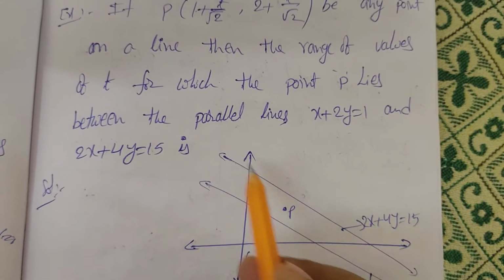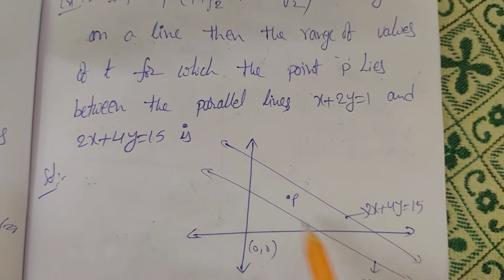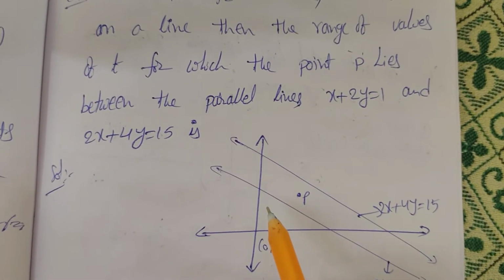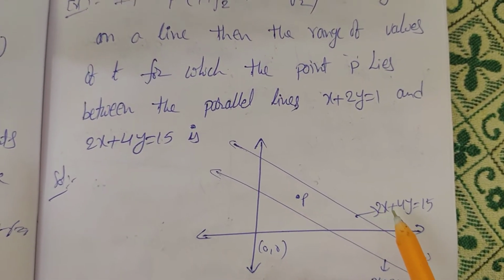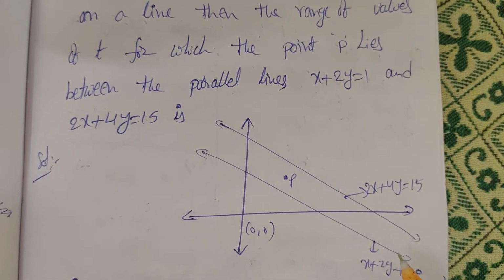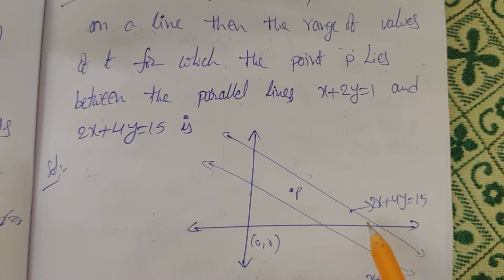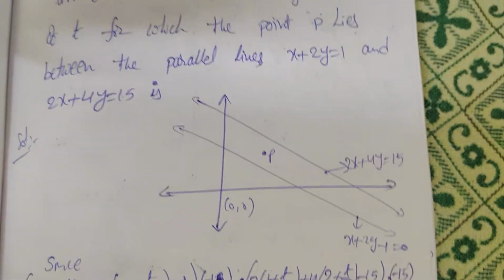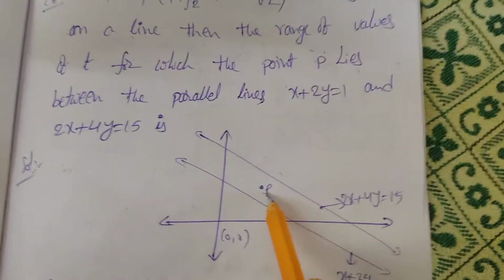By taking intercepts, if you plot on the coordinate axis according to their intercepts, the first equation gives x + 2y - 1 = 0. The second equation gives x + 2y = 15/2. So it is x + 2y = 1, and x + 2y = 15/2, which comes after this line. In between we have P as the point.